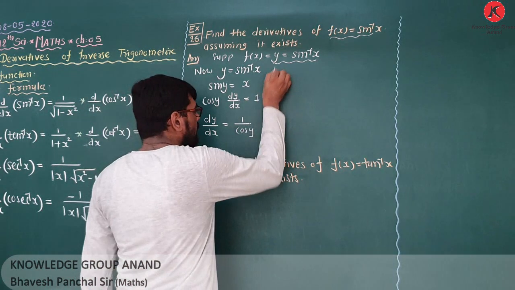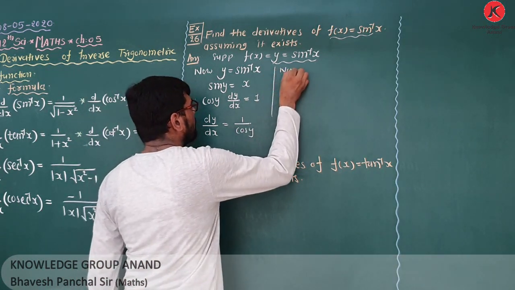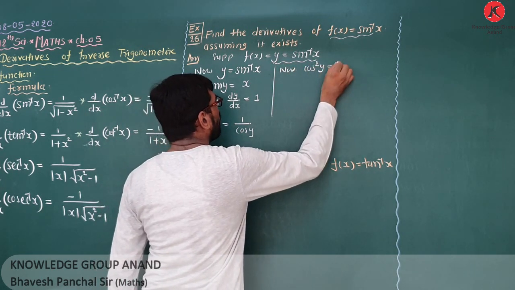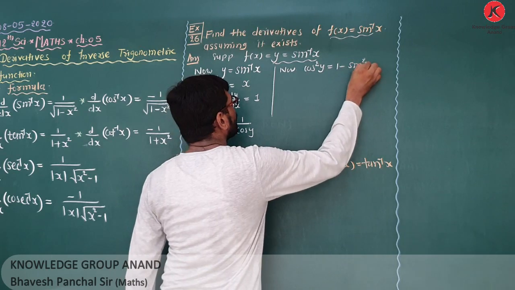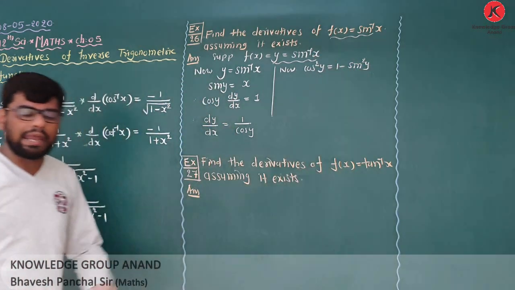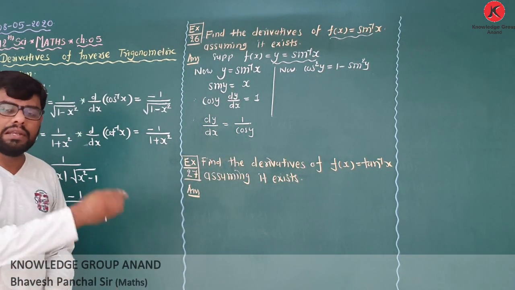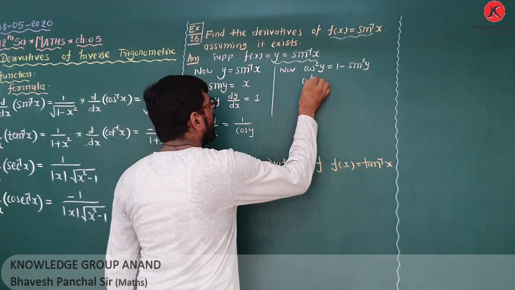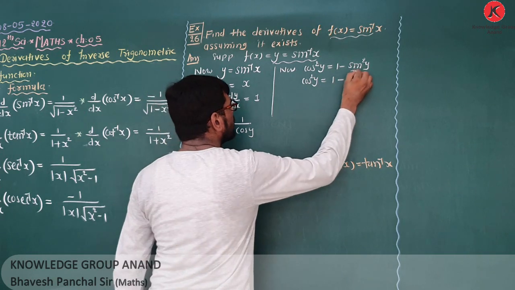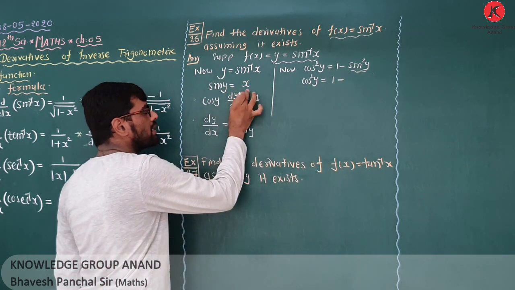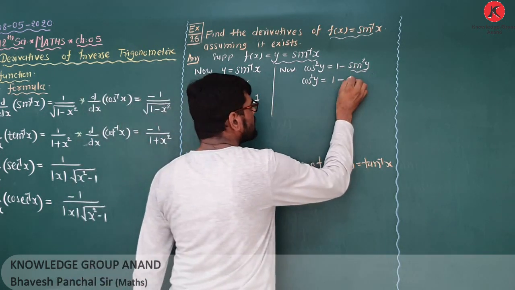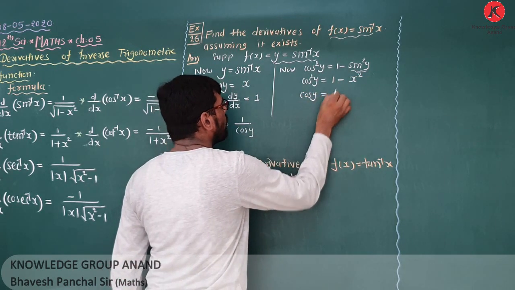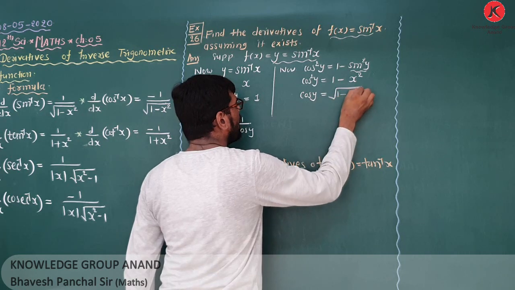See here, now we know that cos square y equal to 1 minus sin square y. Okay, which is a trigonometric identity, already learned in 10th. Cos square y equal to 1 minus, but here sin y equal to x, then 1 minus x square. Now taking root, then cos y equal to under root 1 minus x square.